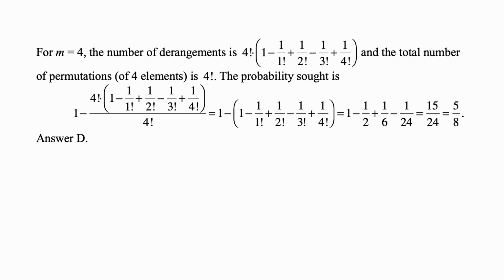So in this case, this becomes 1 minus 1 minus 1 over 1 factorial plus 1 over 2 factorial minus 1 over 3 factorial plus 1 over 4 factorial. That's equal to 1 minus 1 half plus 1 sixth minus 1 over 24. That's equal to 15 over 24, or 5/8. That's answer D.